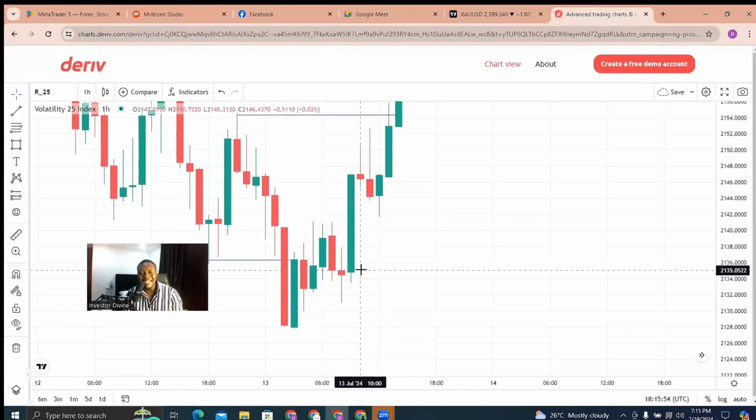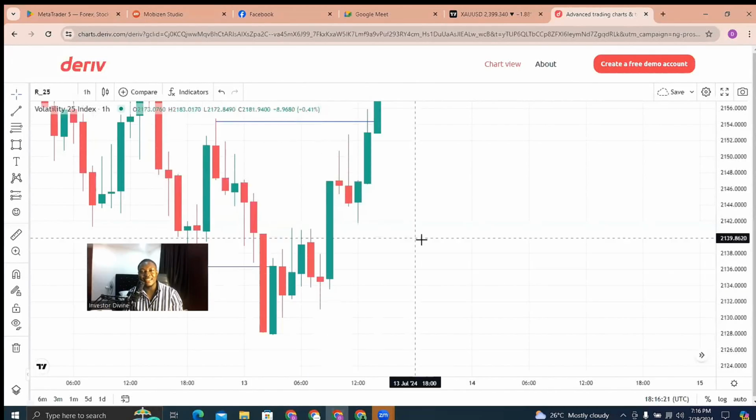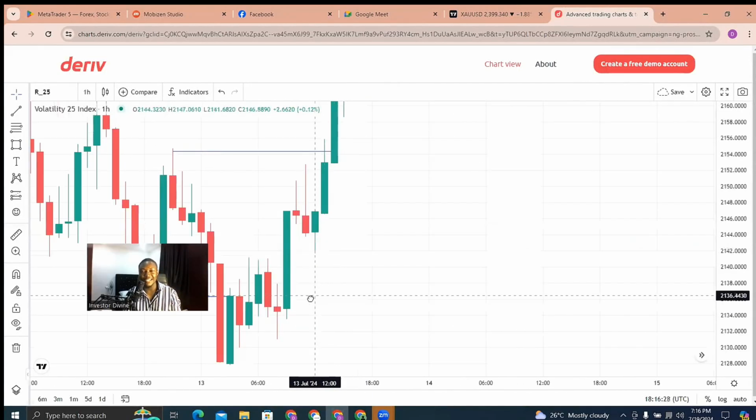But the next candle was a buy candle, and the buy candle started forming from the bottom and closed at the top. So this buy candle completely overshadowed the previous sell candle. So we can say it engulfed this sell candle. We can say this buy candle engulfed the sell candle. That's what it means when I say engulfed. All right, engulfed, the same thing.